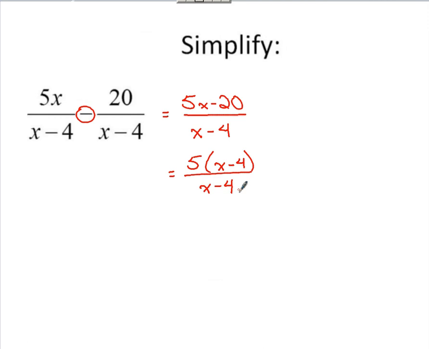Now that I see those common factors shared of x minus 4, I can divide those out. In those positions, a 1 would be left, meaning my answer is simply 5. If you got common denominators, this isn't too bad. It's when we don't have common denominators that this gets challenging.